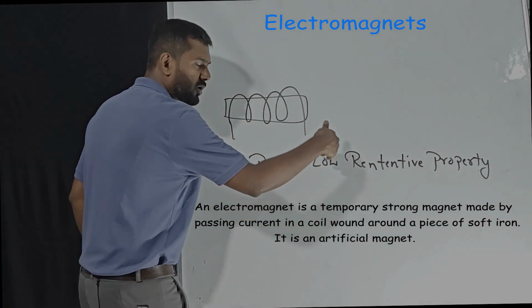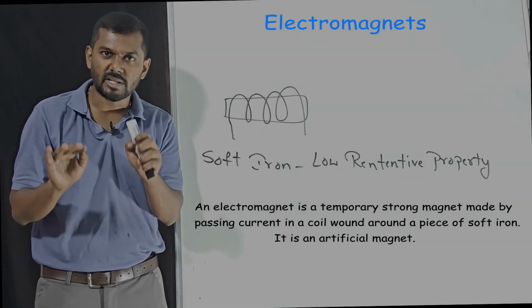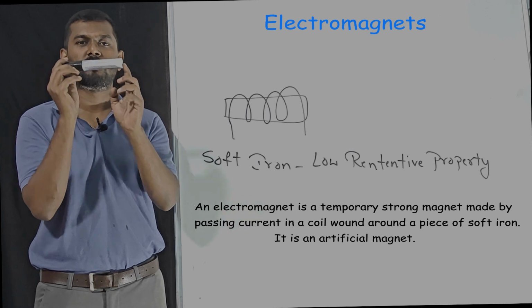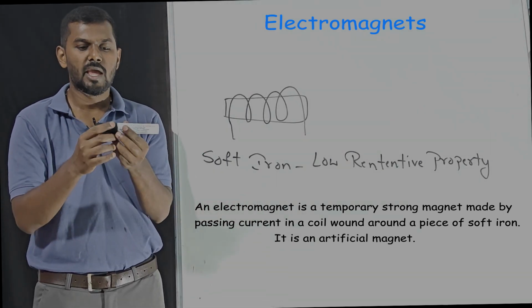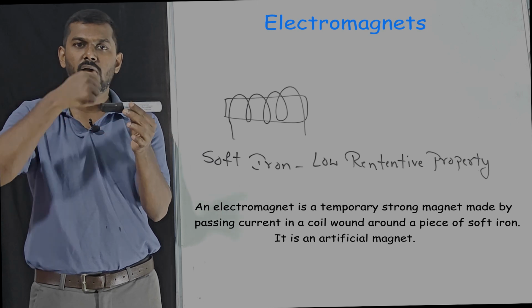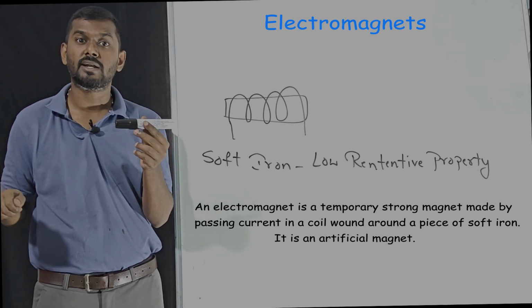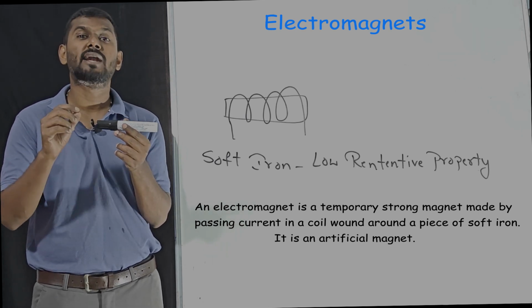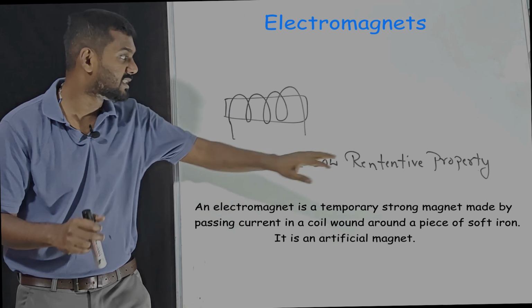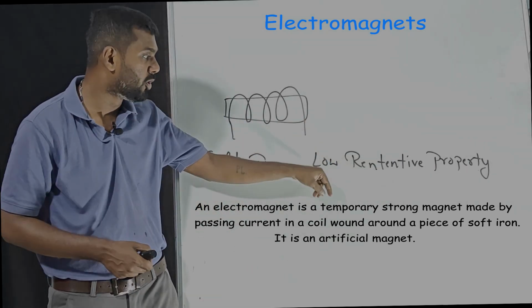Before learning low retentive property, first we learn what is retentive property. Assume you take a normal iron or any other magnetic material, if you pass the current, it will gain the magnetic field, correct? But if you take out the current, immediately the magnetic field will not go off. It will hold the magnetic field for some time. That is retentive property.